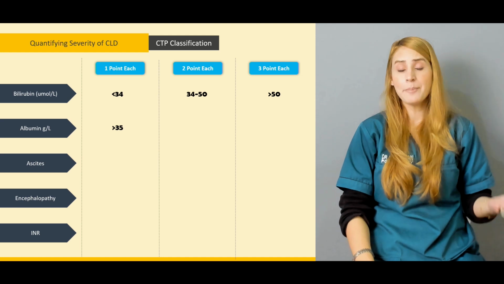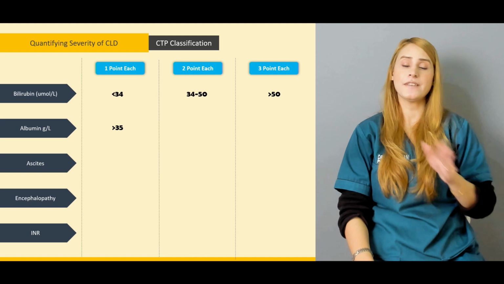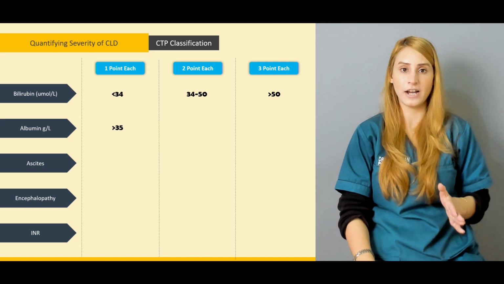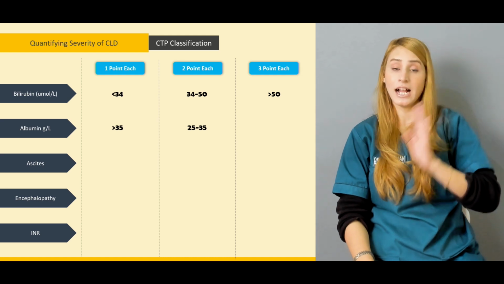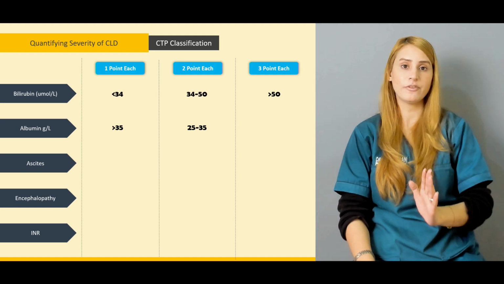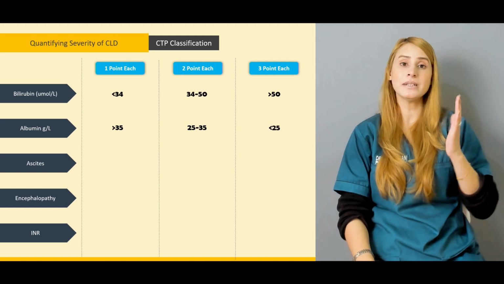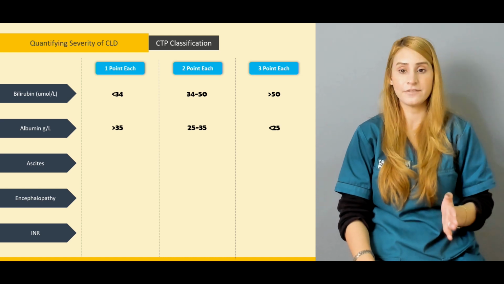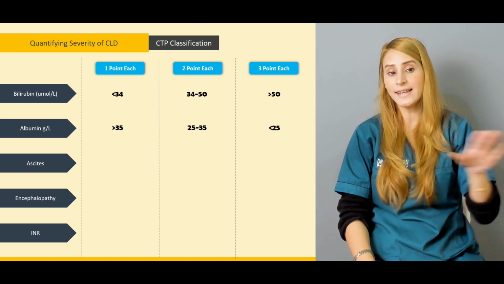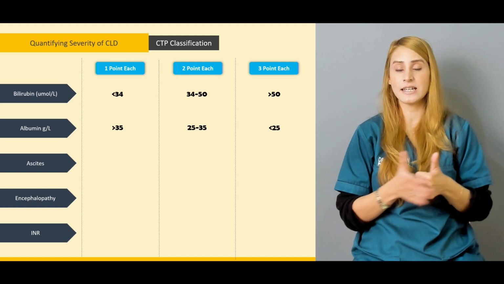Now, the next parameter in the CTP classification is the albumin level. So if the albumin is greater than 35, you will award 1 point. If the albumin level is ranging between 25 and 35, you will award 2 points. And if the albumin level falls less than 25, then you will award 3 points. Why is the albumin level being affected in this CLD?